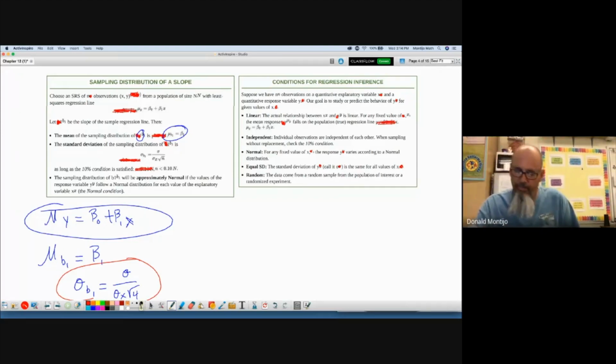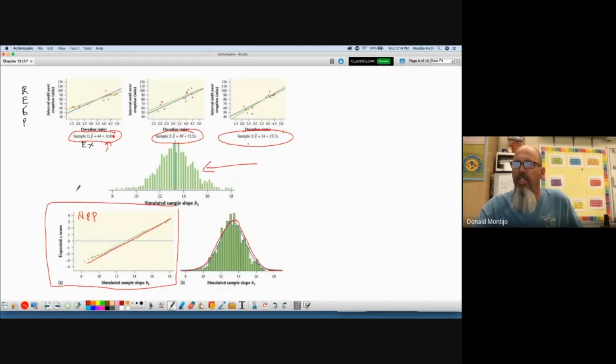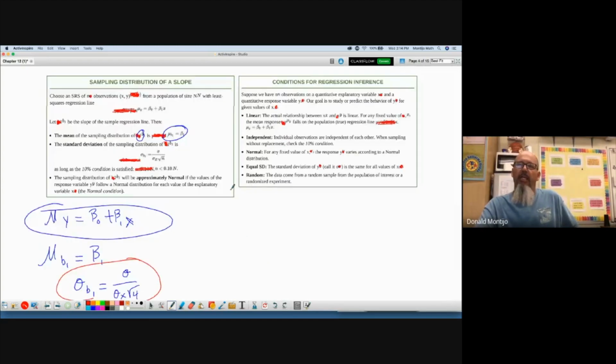So the sampling distribution of b1 will be approximately normal if the values of the response variable y follow a normal distribution for each value of the explanatory variable x. What in the world are they saying there? That's a mouthful. So we're going to try to model that for you and show you what this normality condition is saying. Is it normal? Well, it's normal if the values of the response variable y follow a normal distribution, such as in this example here. By plotting all of these with a normal probability plot, and by plotting all of these slopes, we can see that the data is approximately normal. So that's what they're telling us about when the sampling distribution will be normal.